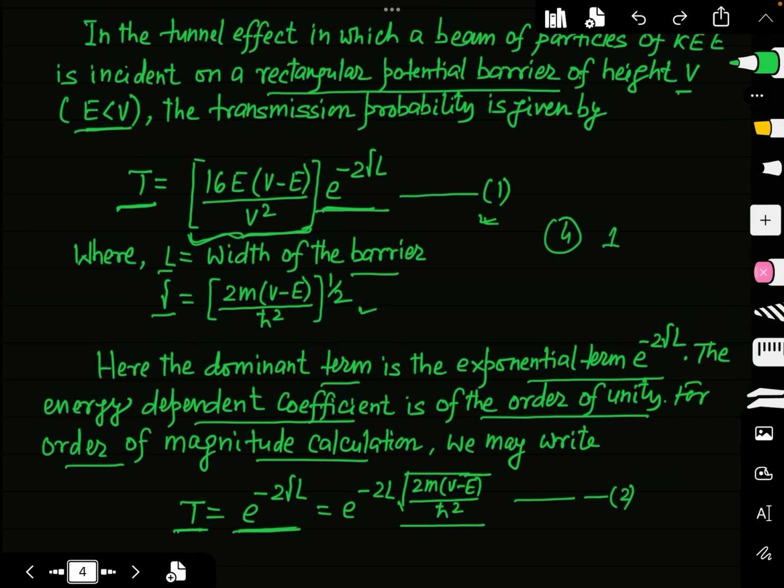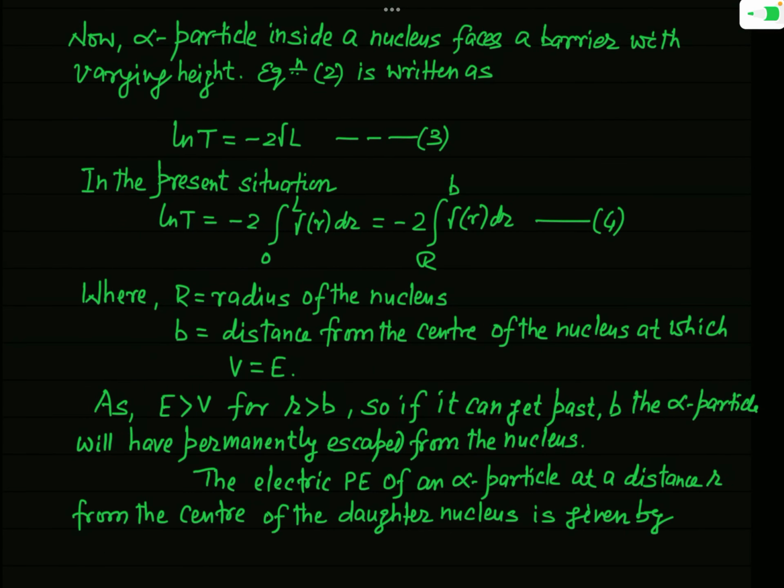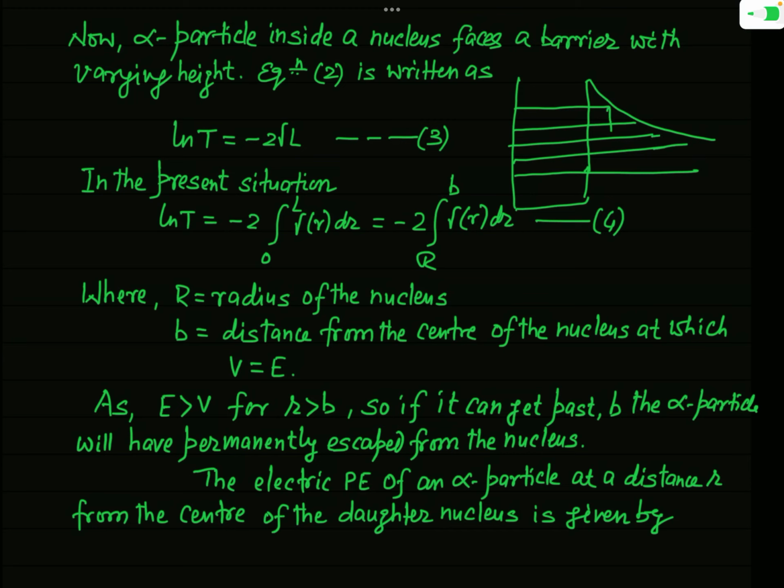Okay, now in fact, in case of alpha particle inside the nucleus, the width and the height of the barrier is not constant. In fact, as you can see, the variation of the potential energy, this curve, is like this. So in fact, the height of the potential barrier in this case is not constant. You can take this like this. These are the different heights, and so inside the nucleus the height of the potential barrier is not constant, as it has been shown in the previous figure.